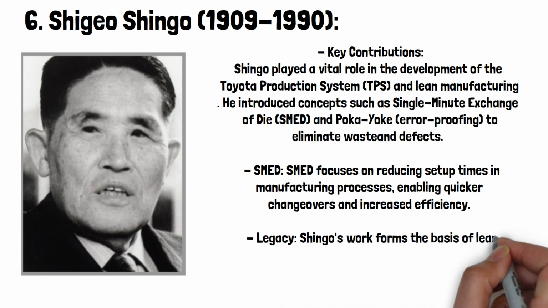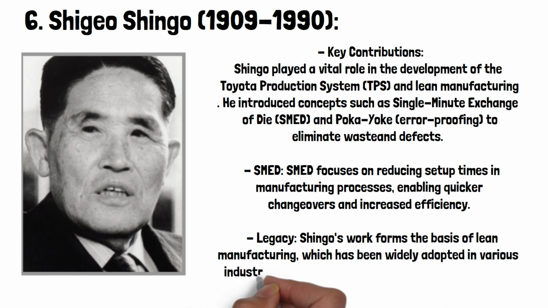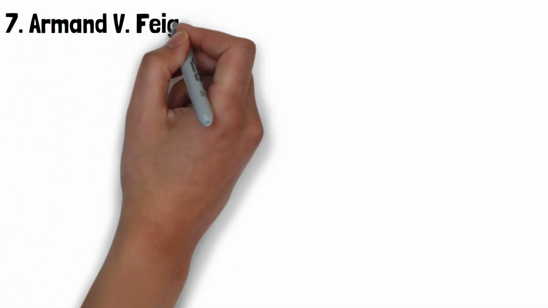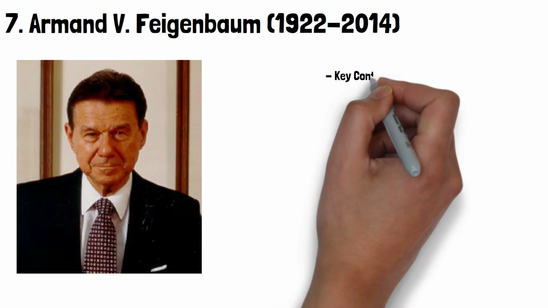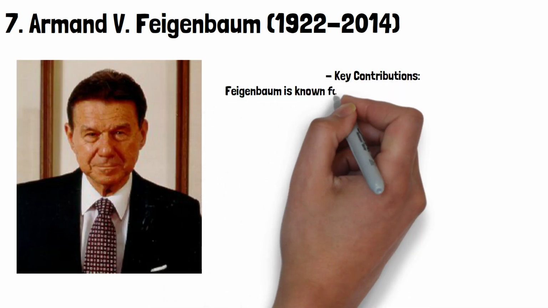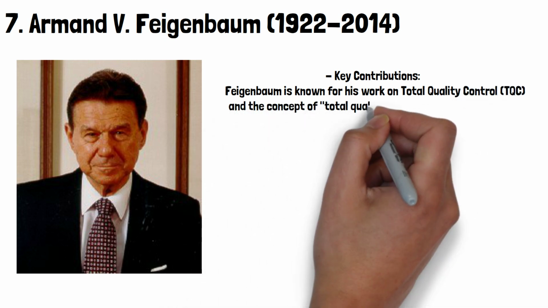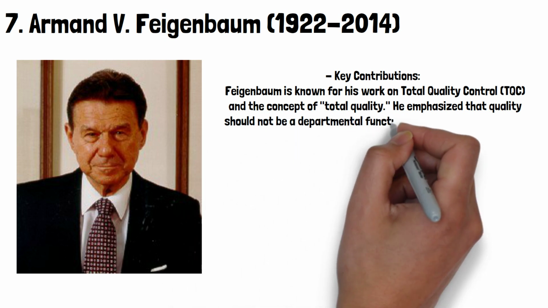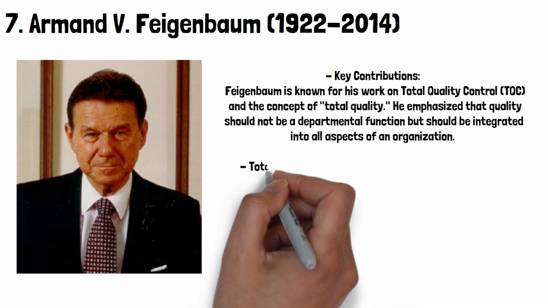Legacy. Shingo's work forms the basis of lean manufacturing, which has been widely adopted in various industries to minimize waste and improve productivity. 7. Armand V. Feigenbaum, 1922–2014. Key Contributions. Feigenbaum is known for his work on total quality control, TQC, and the concept of total quality. He emphasized that quality should not be a departmental function but should be integrated into all aspects of an organization.